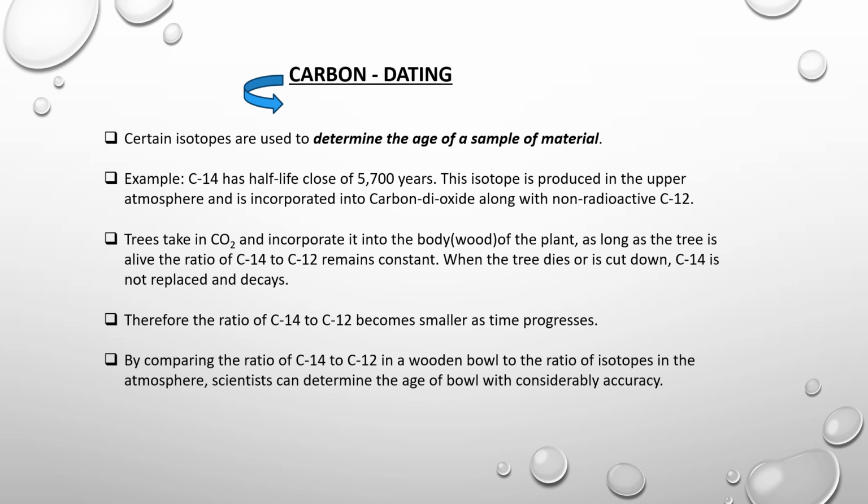Therefore, the ratio of C-14 to C-12 becomes smaller as time progresses. By comparing the ratio of C-14 to C-12 in a wooden bowl to the ratio of isotopes in the atmosphere, scientists can determine the age of the bowl with considerable accuracy.